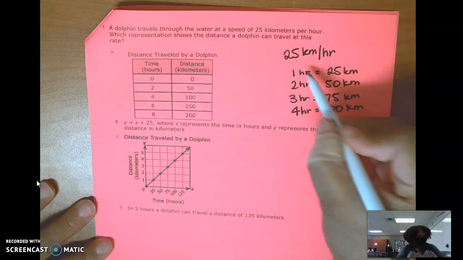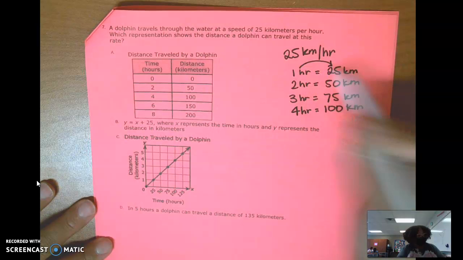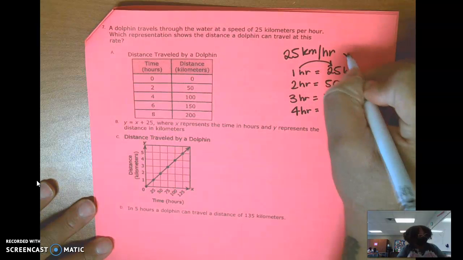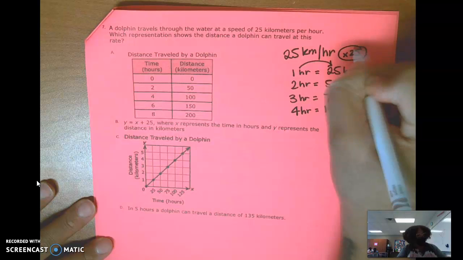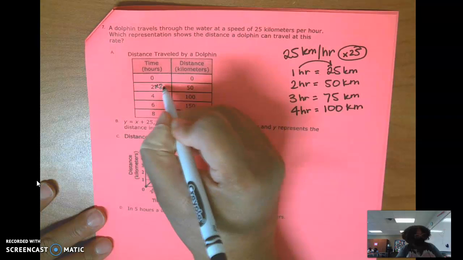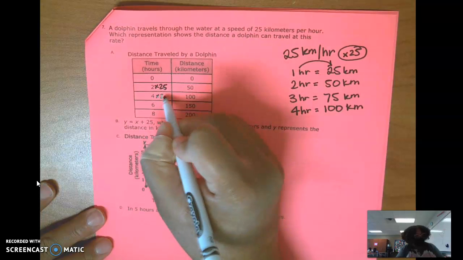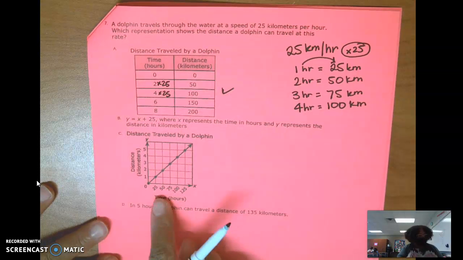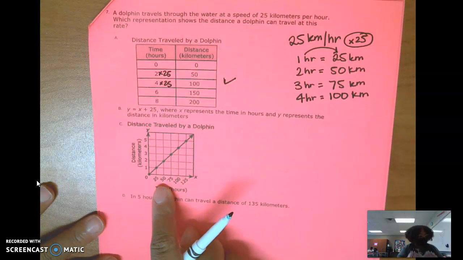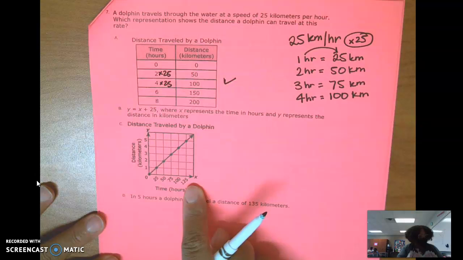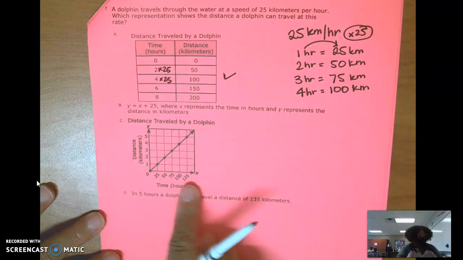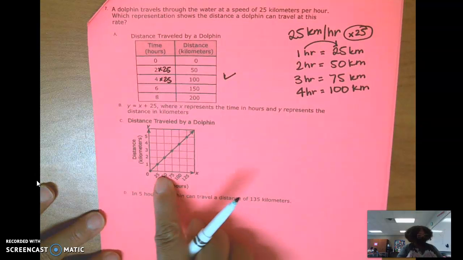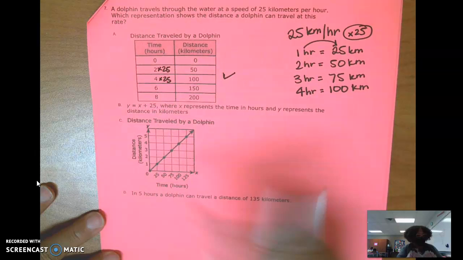Okay, what am I doing to my 1 to get 25? So this is times 25. Does this relationship show times 25? Yes. So this could be it. What about this one? Is time supposed to be down here? That means if I travel 25 hours, I'm only going 1 kilometer.